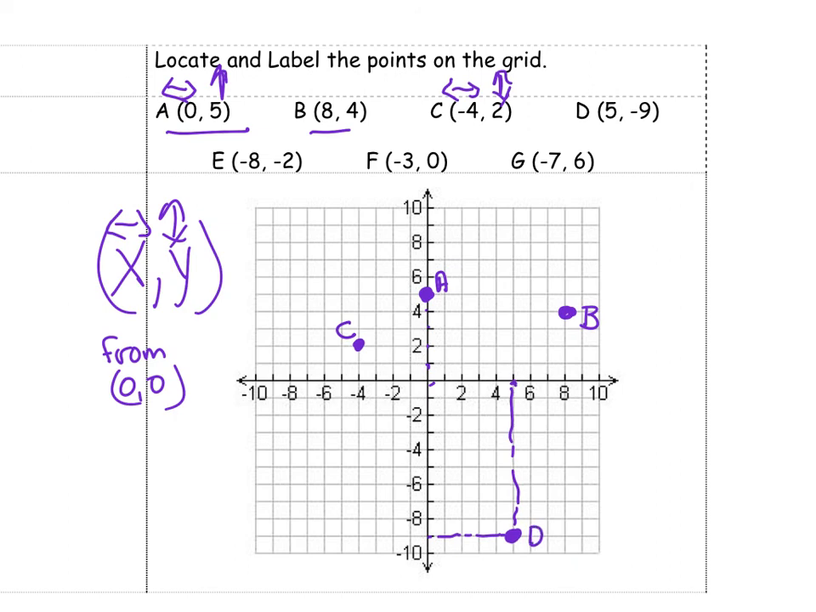I'd like you to pause and do the last three, please. And when we check in your notes, we're going to check to make sure you have E, F, and G in the correct spot. Peace out.